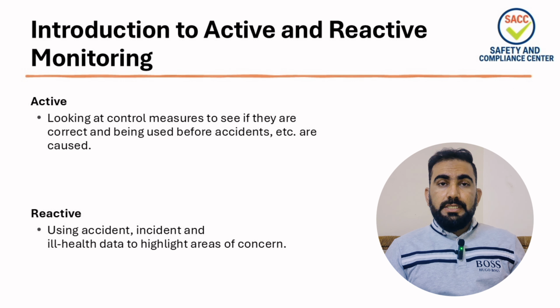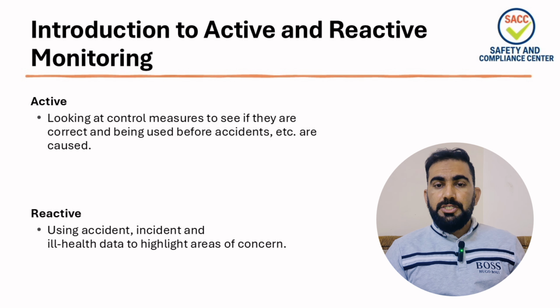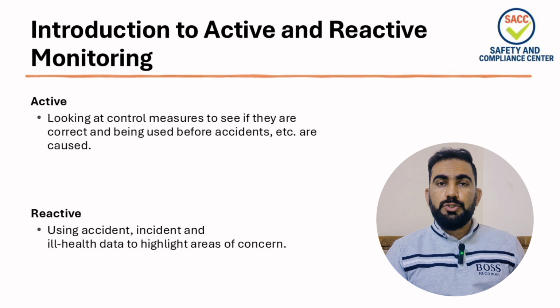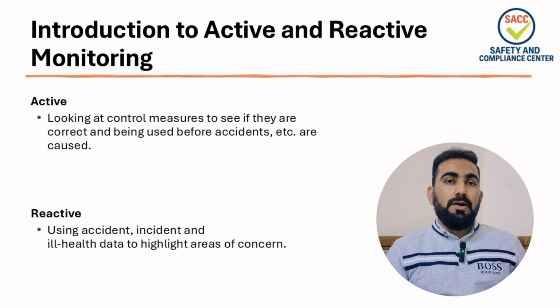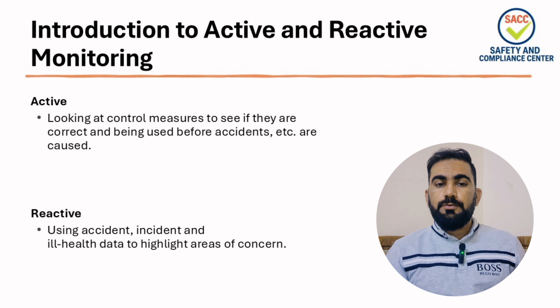While we're talking about active and reactive monitoring, these are two ways to keep people safe at work. Active monitoring means checking the safety measures before anything bad happens at the workplace, like making sure the equipment is used properly and the rules are followed by the workers. It is all about preventing accidents. On the other hand, reactive monitoring looks at what went wrong after something has already happened, like accidents or health issues, so we can learn from it and fix the problems. Both are important for keeping the workplace safe and healthy.